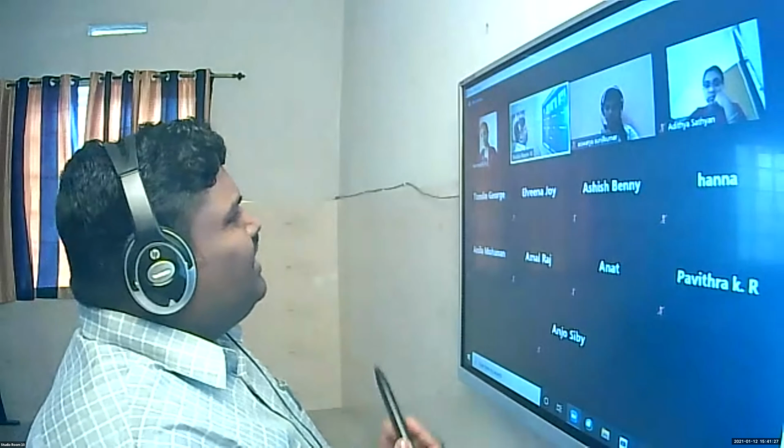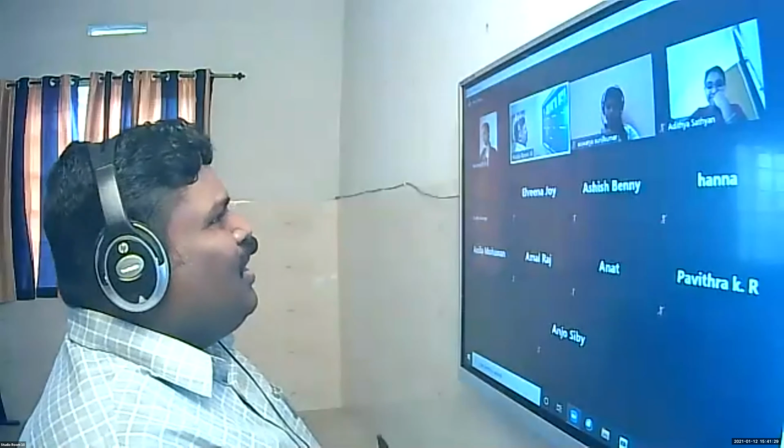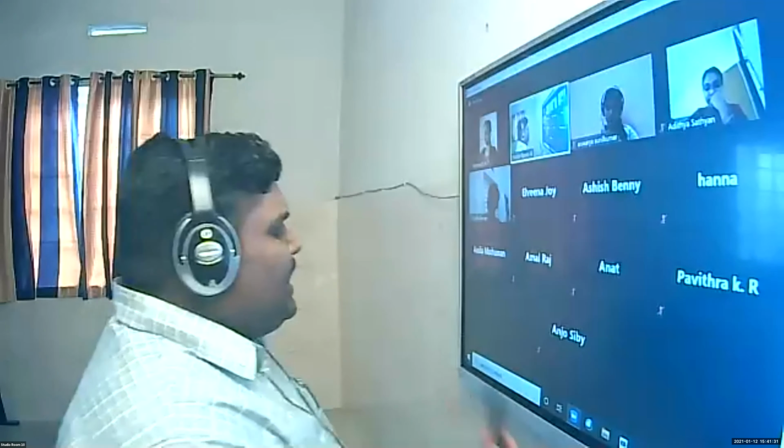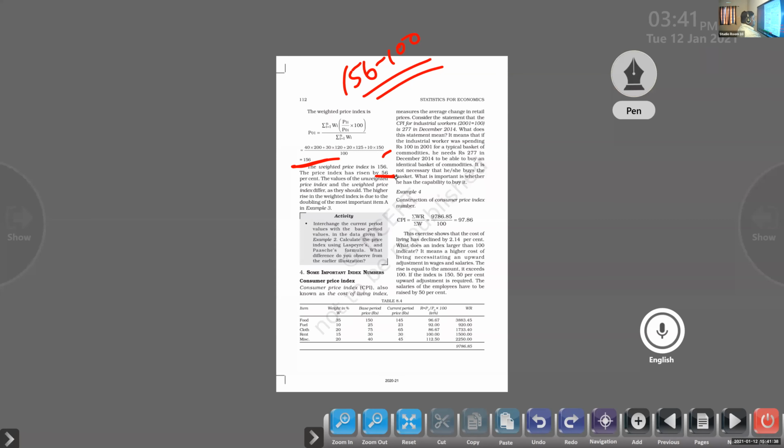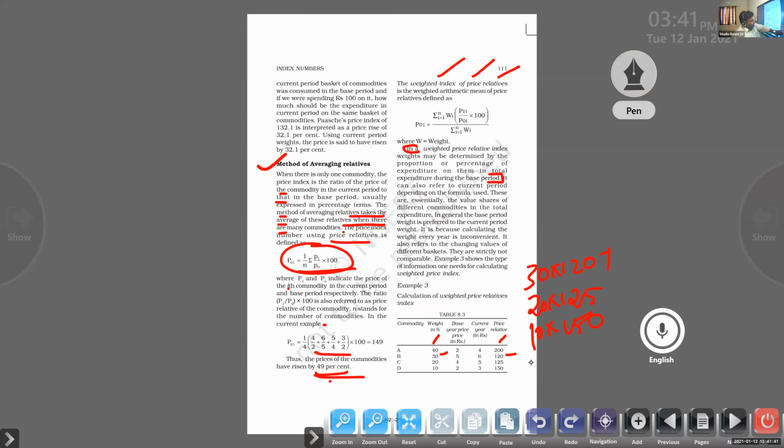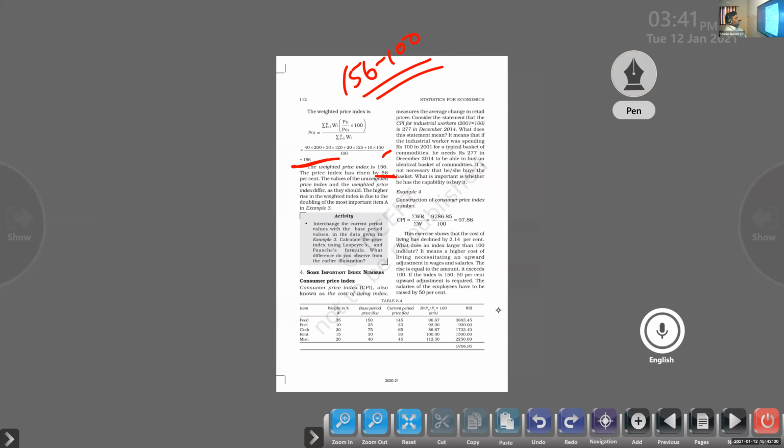So the equation is somewhat complicated, right or not? But the calculation is not that complicated. The data are provided in the table. All the data are available here. The method is: the weight into the price relative, and add all these weights into price relatives, for the first commodity, second commodity, third commodity and fourth commodity, and all divided by 100. So you will get that answer.